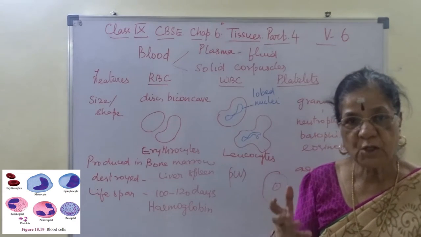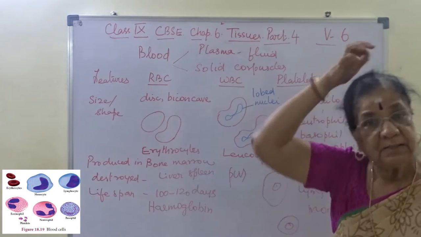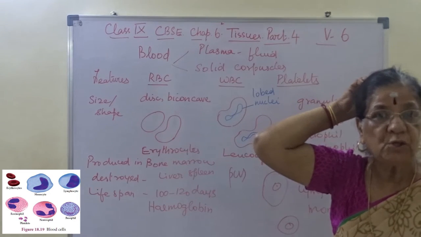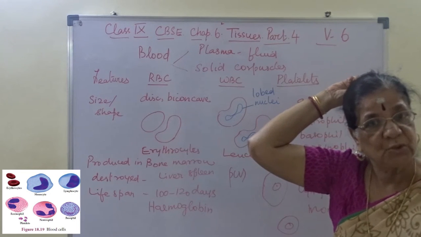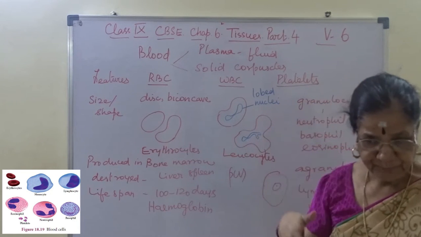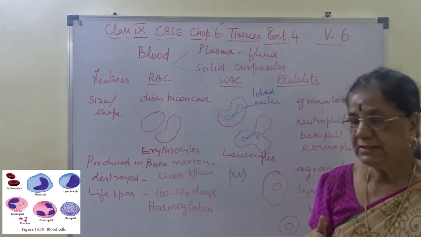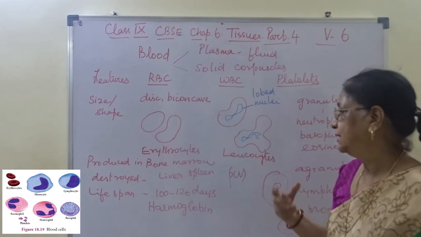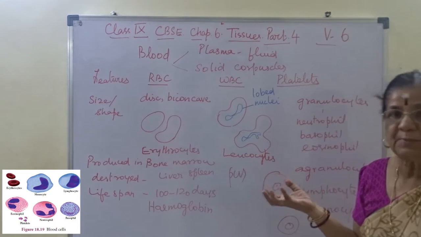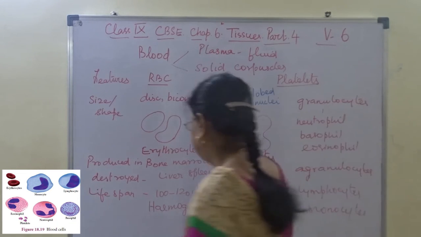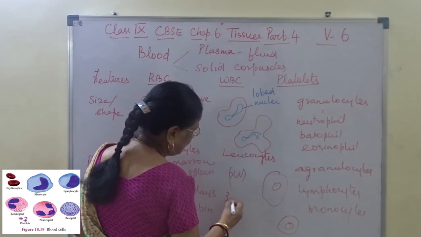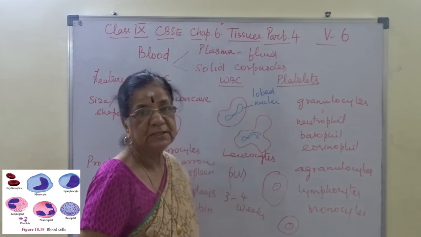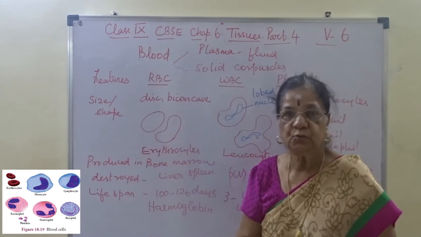It is an organ. It is a line of defense. It is meant for defense, like a police force. So the fighting against the diseases, it is produced as pus. So they are destroyed as pus. And the lifespan is normally 3 to 4 weeks.